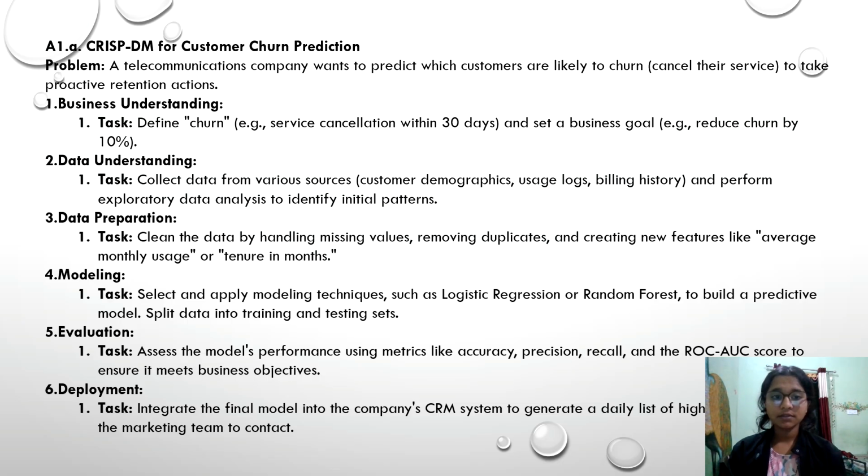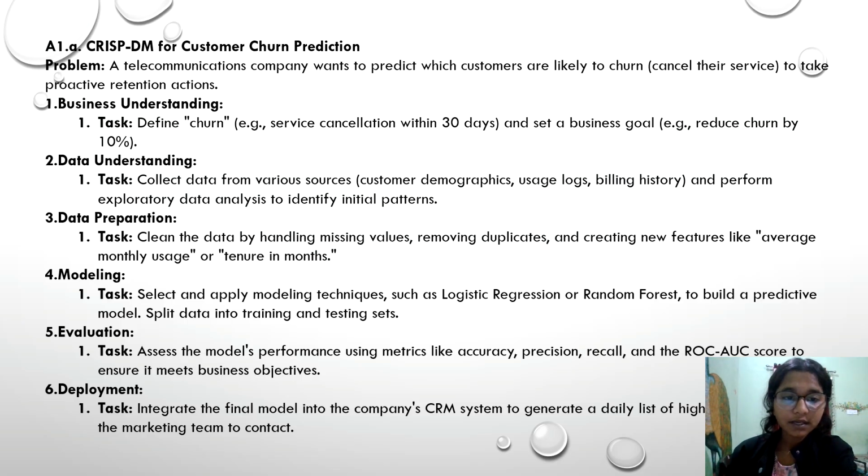Data understanding. Collect data from various sources: customer demographics, usage logs, billing history, and perform exploratory data analysis to identify initial patterns. Data preparation. Clean the data by handling missing values, removing duplicates, and creating new features like average monthly usage or tenure in months.